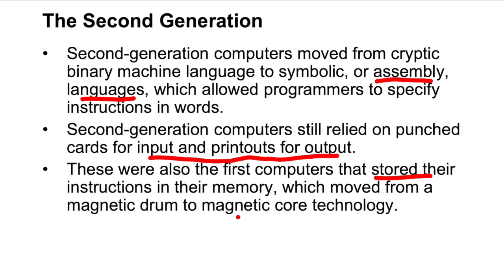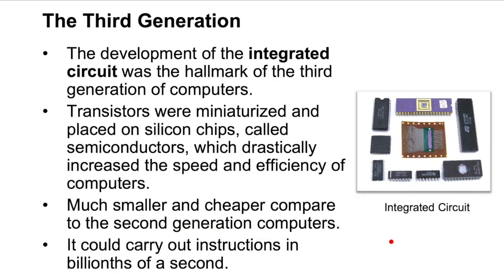So magnetic cores were used for the storage purposes. The third generation, the development of the integrated circuit, or IC, what we usually refer to it as, was the hallmark of the third generation computers.